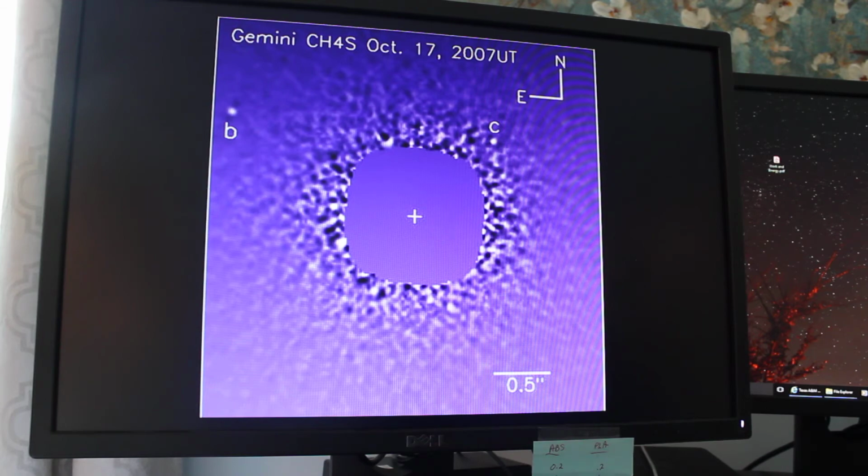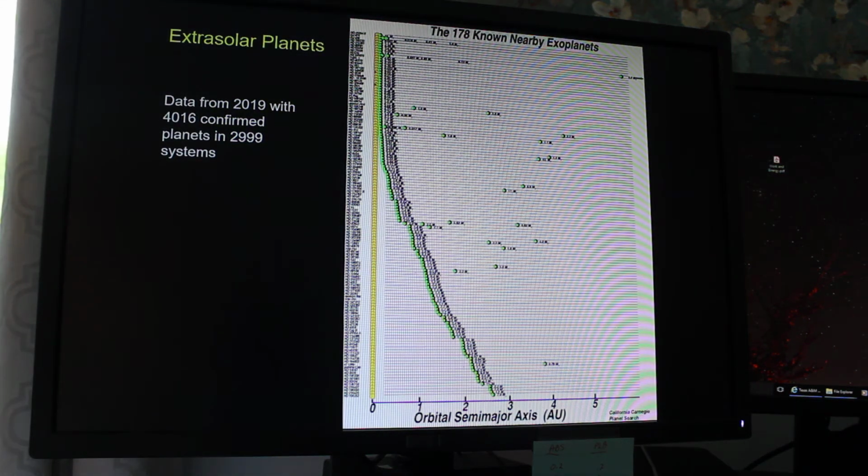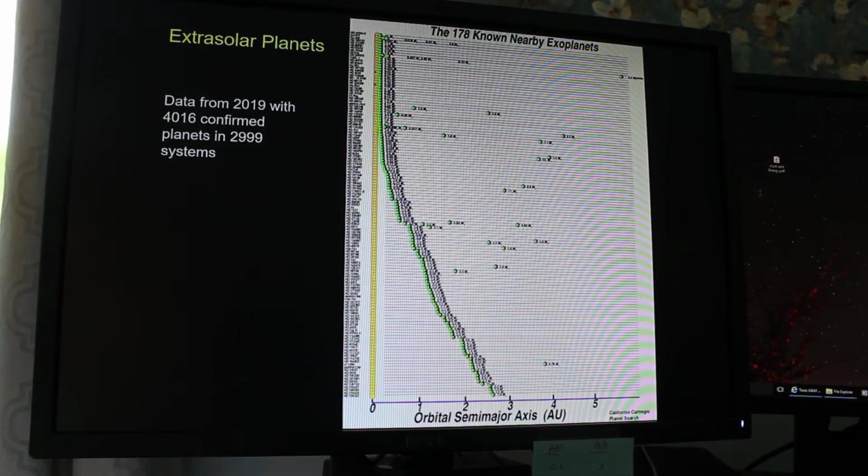Alright, so what do we know about the planets? As of now, there's some 4,000. This was in 2019, there's 4,016. I think we're going to know about like 4,200 or something now. It keeps going up. In fact, it's hard to keep track of. There's so many of them being found.